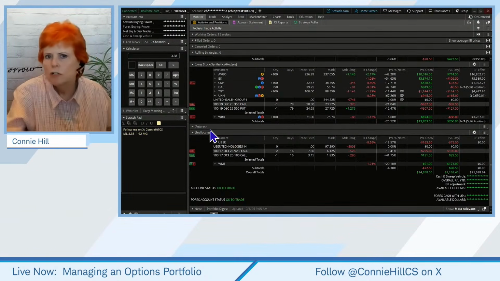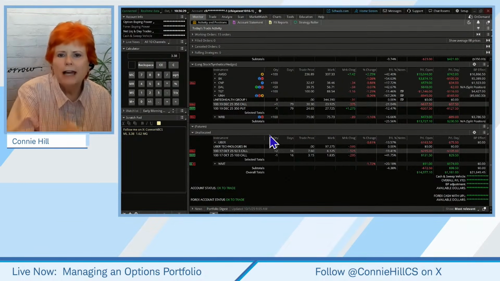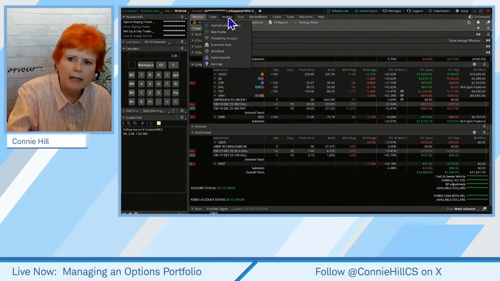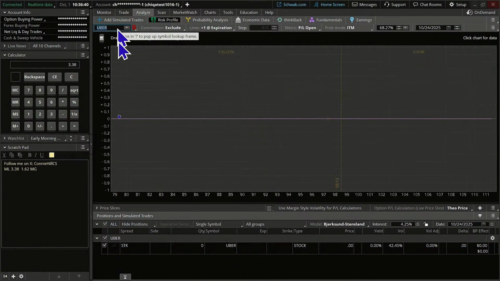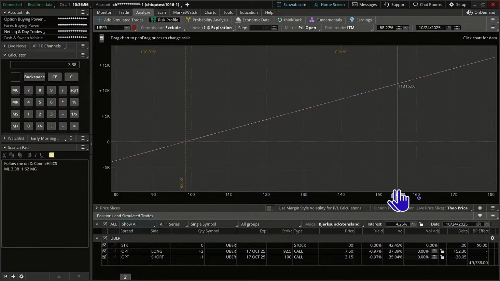So we have a little bit more time in the trade for this to work for us, but let's show you how you might see it on the risk profile. We're going to go back to our Analyze tab, and up here I'm going to type in Uber, U-B-E-R. Remember down here I had put hide positions. Now I just want to hide any simulations, or I could put it at show all, although this is going to need a little bit of adjusting.